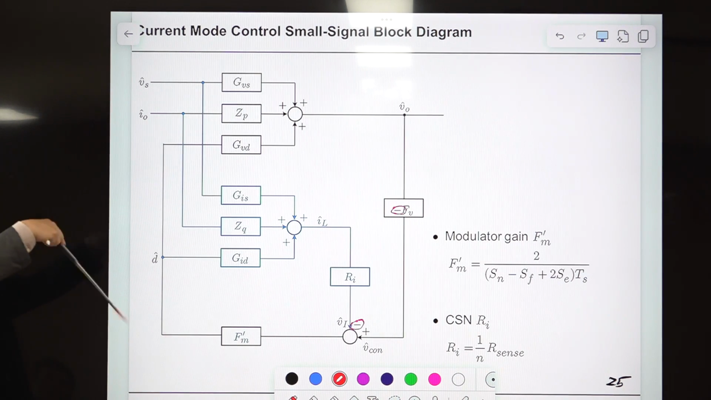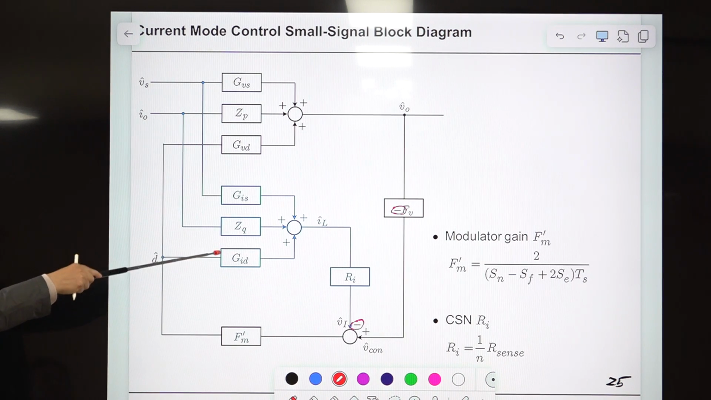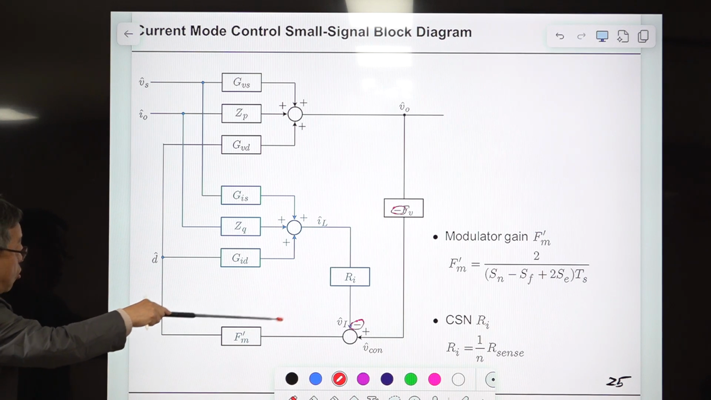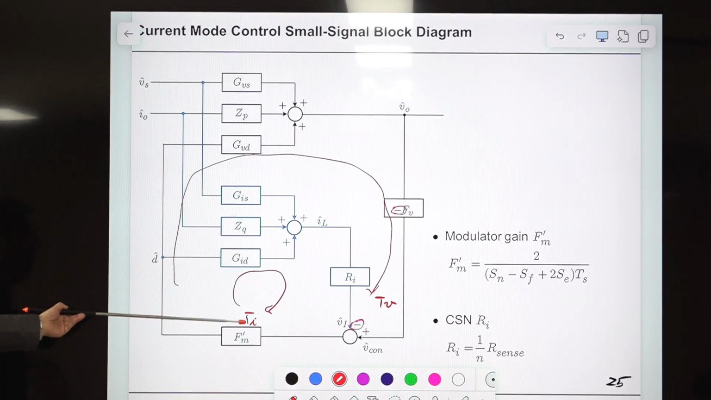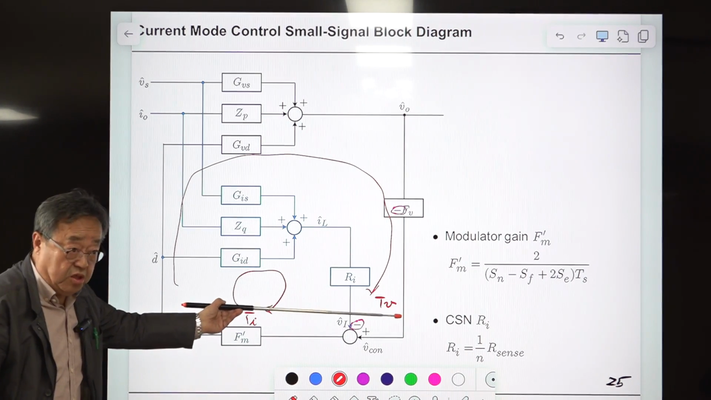So this is the block diagram representation of the small signal model of the converter. This is the current loop, symbolized as Ti, where i is current, and this bigger one is Tv. Okay, first we'll be talking about this, and later on we'll discuss Tv.